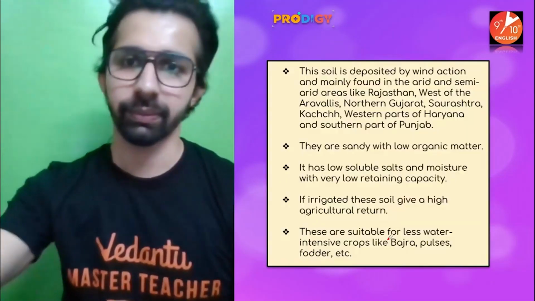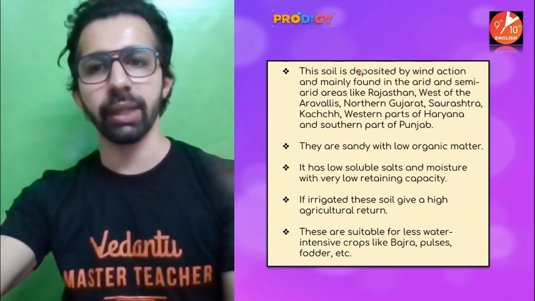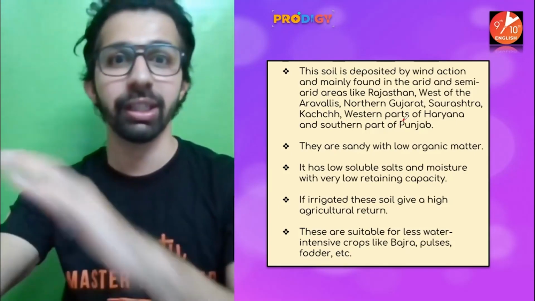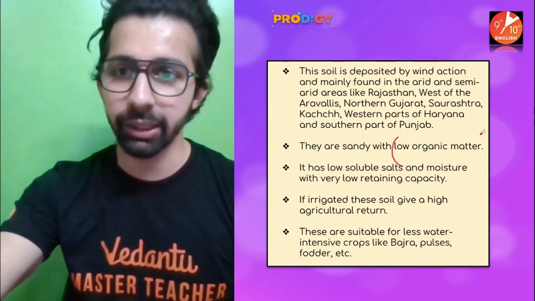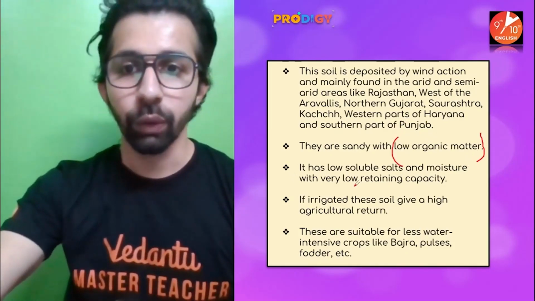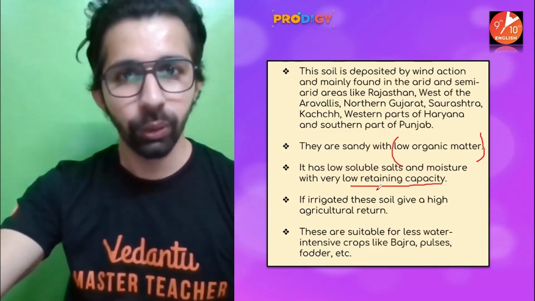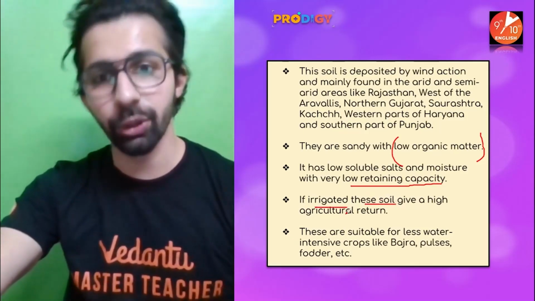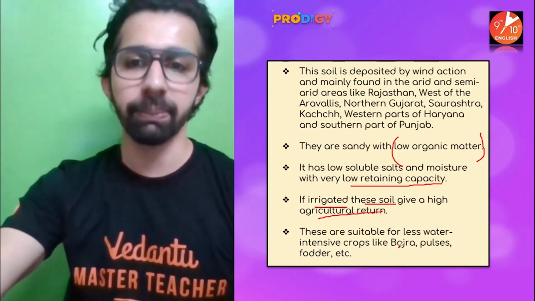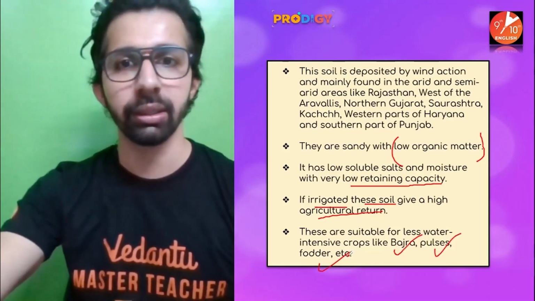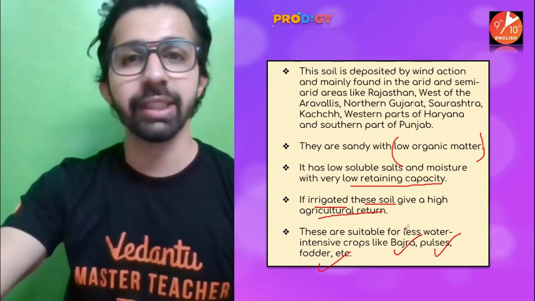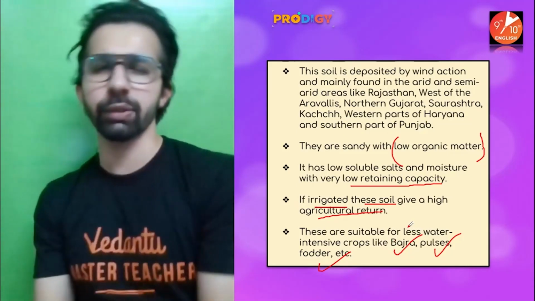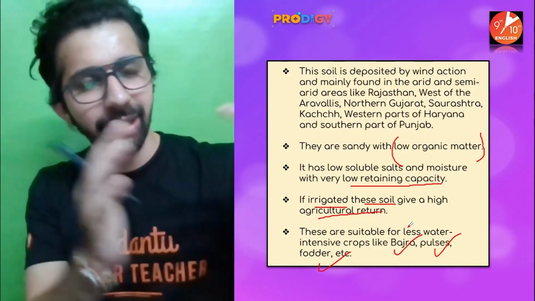Next, arid soil. Found mostly in Rajasthan. Guys, this soil is mostly found in the western part of Rajasthan. Like 90% of this soil consists of sand, which is not good for cultivation of crops. Organic matter is very low. Water retaining capacity is very low. So, how can we use this soil for cultivation? Only with the help of irrigation. With the help of irrigation, this soil can be used for agriculture, for example for bajra, pulses, fodder. These are less water intensive crops, which require less water. Such types of crops can be grown in arid soil.